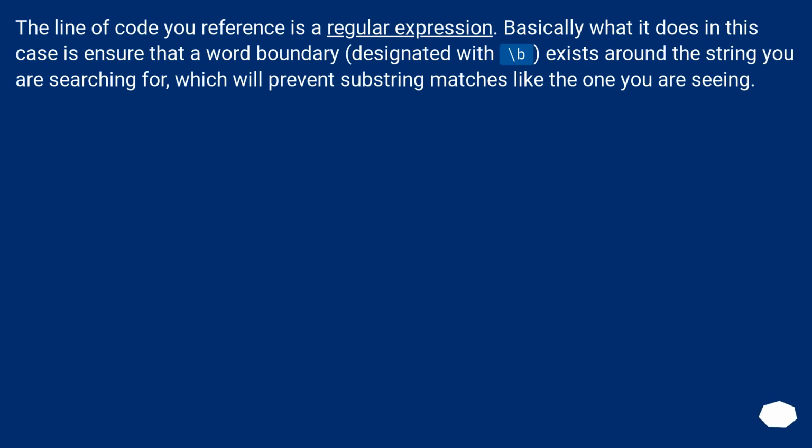The line of code you reference is a regular expression. Basically what it does in this case is ensure that a word boundary, designated with \b, exists around the string you are searching for, which will prevent substring matches like the one you are seeing.